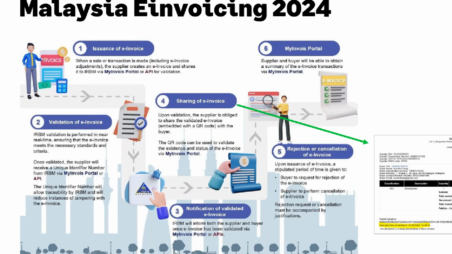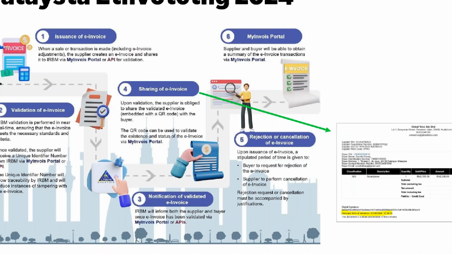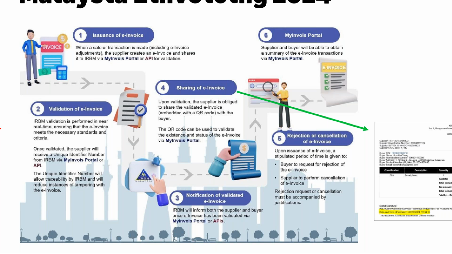Basically, if we wanted to look at the flow of what this e-invoicing initiative is all about, there are about 6 different steps that have been laid out in common examples. Some of you may be familiar with this diagram or variations of it.